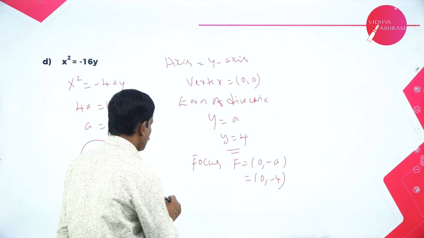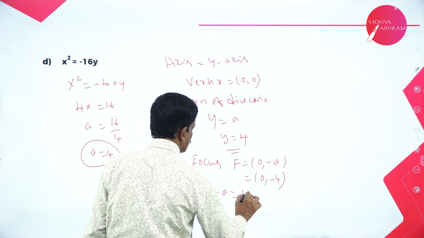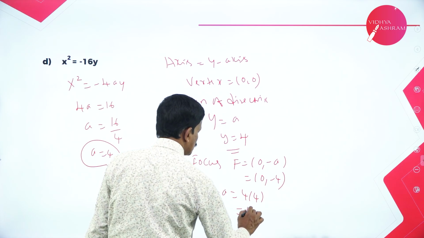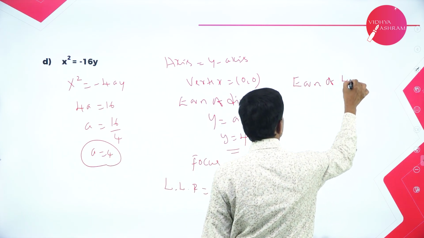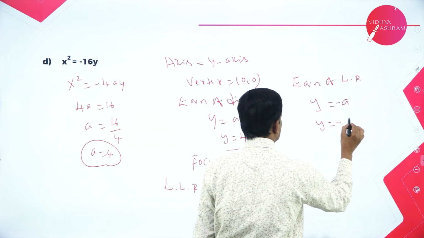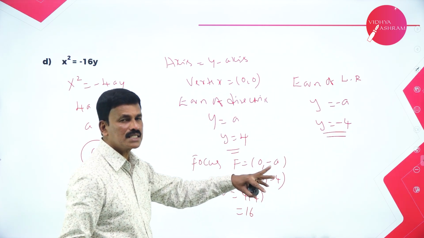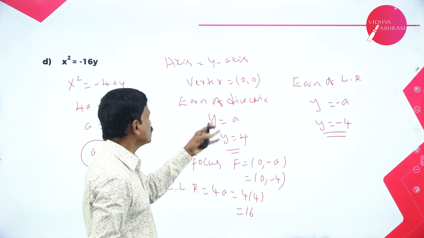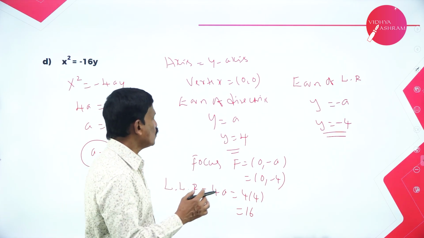Now the length of the latus rectum is equal to 4a, that is 4 into 4, that's equal to 16. And the equation of the latus rectum is y is equal to minus a, that's equal to minus 4. The equation of the directrix is y is equal to plus a, that is plus 4. That's it. I hope you followed.